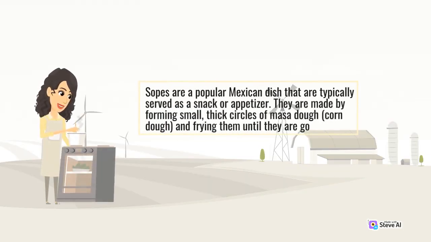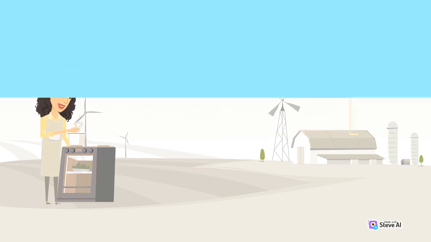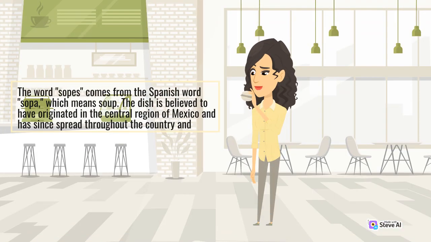Sopes are a popular Mexican dish that are typically served as a snack or appetizer. They are made by forming small, thick circles of masa dough, corn dough, and frying them until they are golden. The word sopes comes from the Spanish word sopa, which means soup. The dish is believed to have originated in the central region of Mexico and has since spread throughout the country.